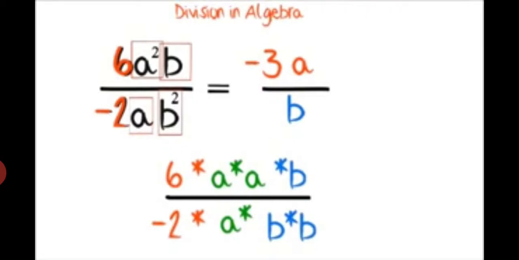On the next, both a on the upper and on the down will be cancelled, and we shall get minus 3a, and in the same case in b, both the upper and lower b will be cancelled, and the final answer is minus 3a by b.